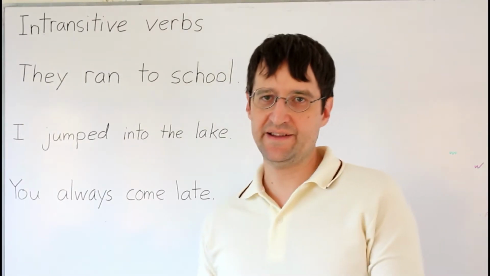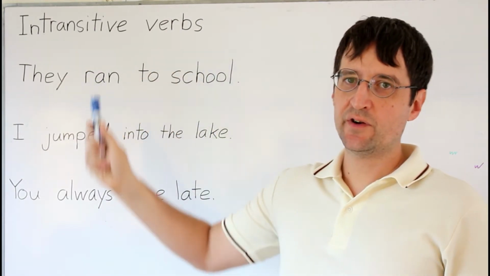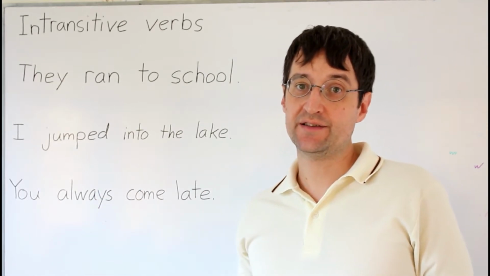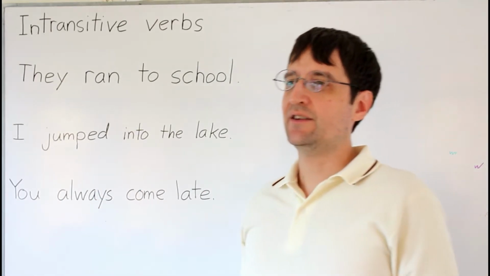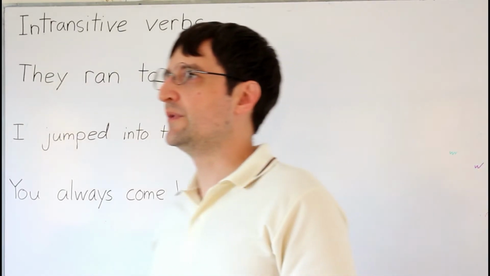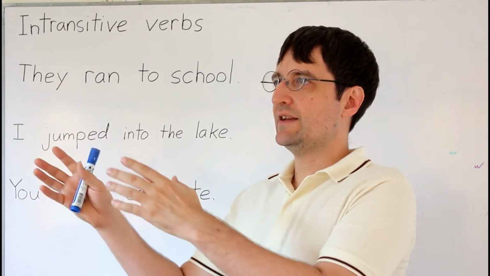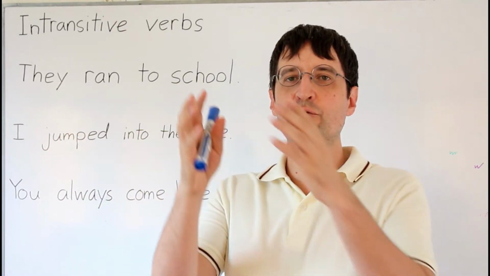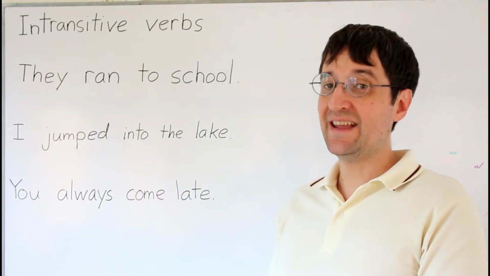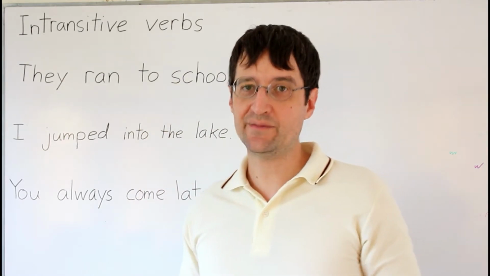Now let's look at intransitive verbs. Intransitive verbs are verbs that don't transfer the action to an object. Normally, intransitive verbs are verbs that have to deal with movement. Movement of bodies, things, through space, through the environment. And so often, instead of taking an object, they use prepositional phrases or adverbs.